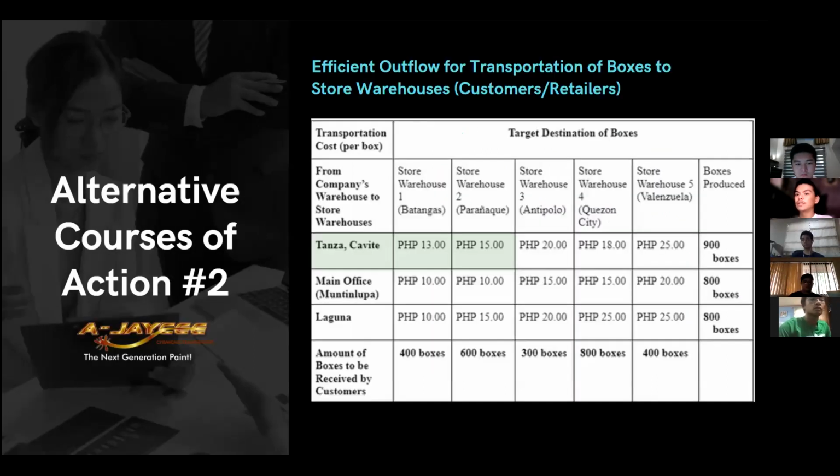Next slide, please. The table shows the transportation overview and unit cost per box, transported from the company's warehouse to store warehouses of the customers. It also includes the boxes produced by the company and the amount of boxes demanded by the consumers or customers. Next slide, please.